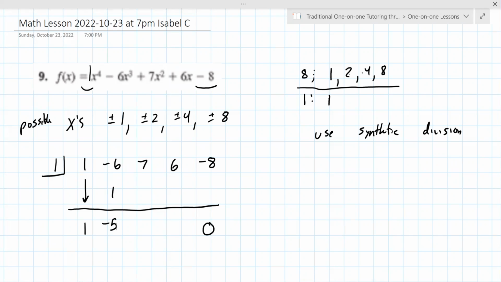1 times -5 is -5. 2 times 1 is 2. 6 plus 2 is 8. 8 times the 1 in the box is also 8, and that gives you 0. So we know that 1 is a factor. So because 1 is a factor, well, I'm sorry, that's not correct. 1 is a 0.